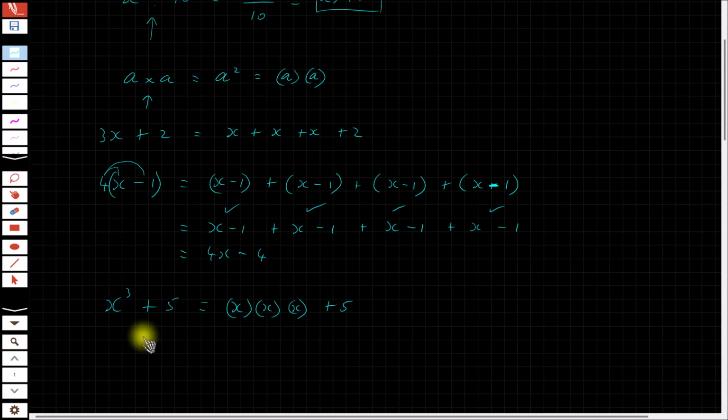Let's take a look at division. y over 6 plus 2. We can see we have some variable divided by 6, plus 2. We don't write it like this in algebra, we write it like this.